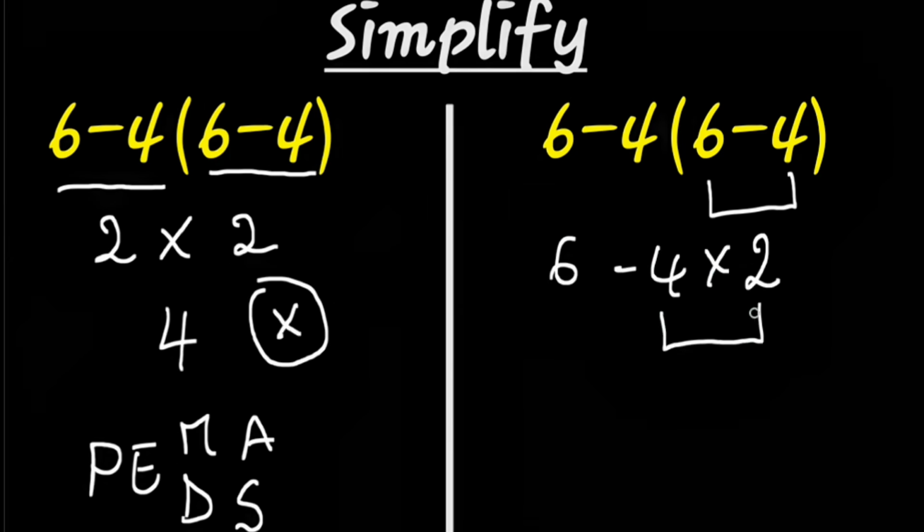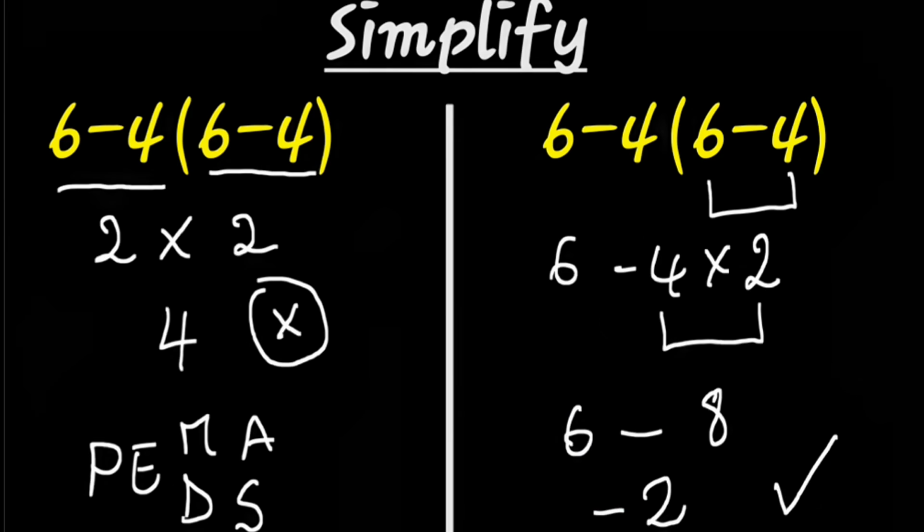Multiplication comes before subtraction. So, 4 times 2 equals 8. Now the expression is 6 minus 8. 6 minus 8 equals -2. The correct answer is -2, not 4. Always multiply before you subtract.